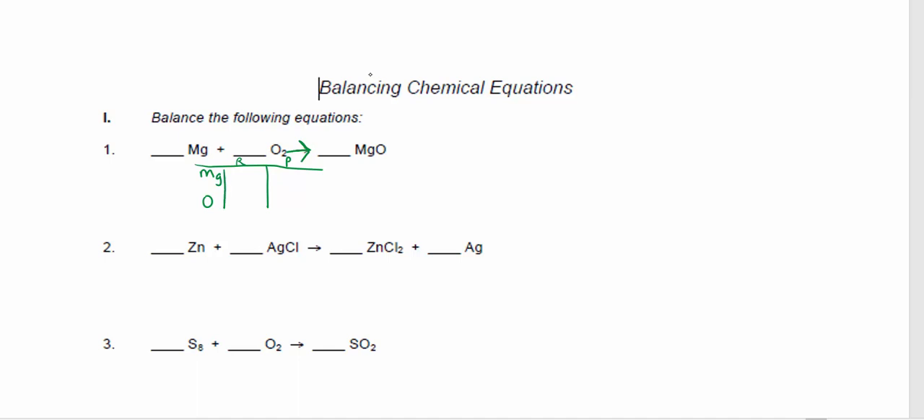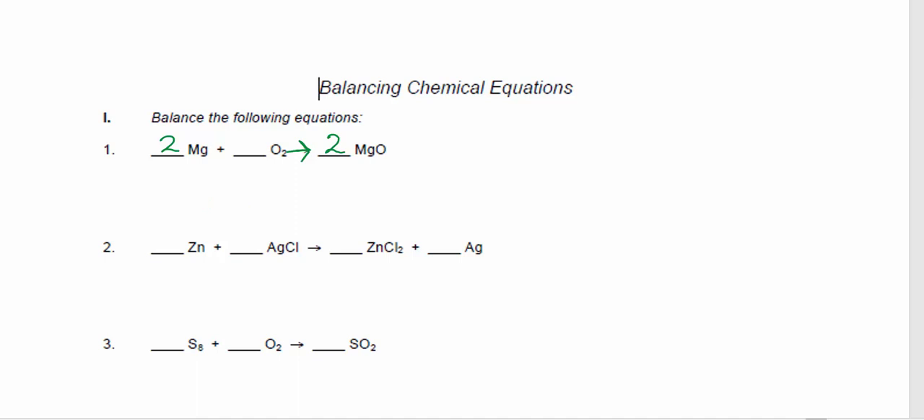Now, on the reactant side, I have 1 magnesium, and on the product side, I have 1 magnesium. But on the reactant side, I have 2 oxygens, and I only have 1 oxygen on the product side. So I'm going to put a 2 as a coefficient in front of this magnesium oxide. Now that's going to change the number of magnesium atoms I have on the product side, but it's also going to change the number of oxygen atoms I have on the product side. And it's easy to fix that by putting a 2 as a coefficient in front of magnesium, and then I have a balanced equation.